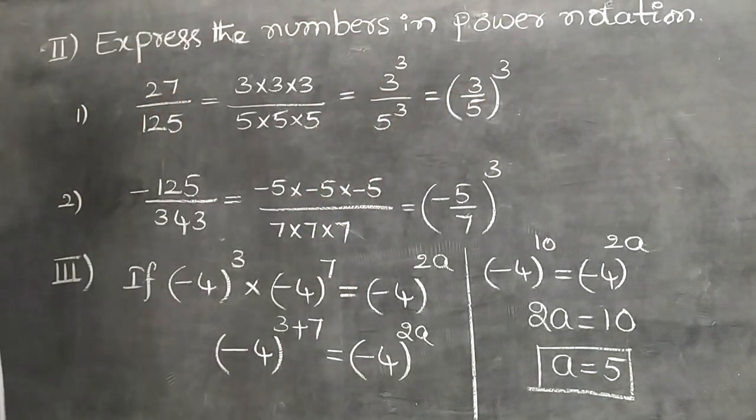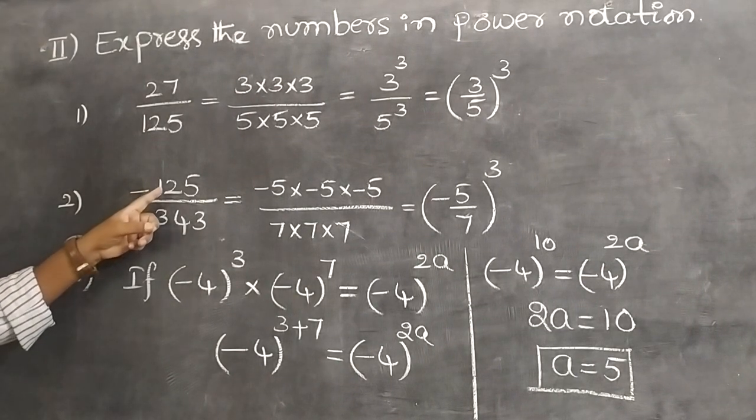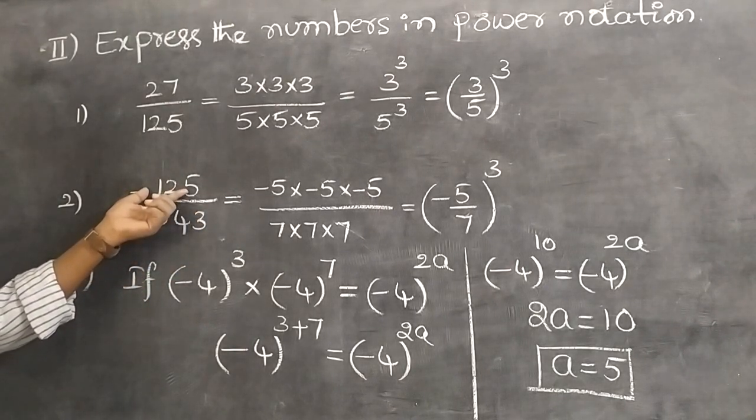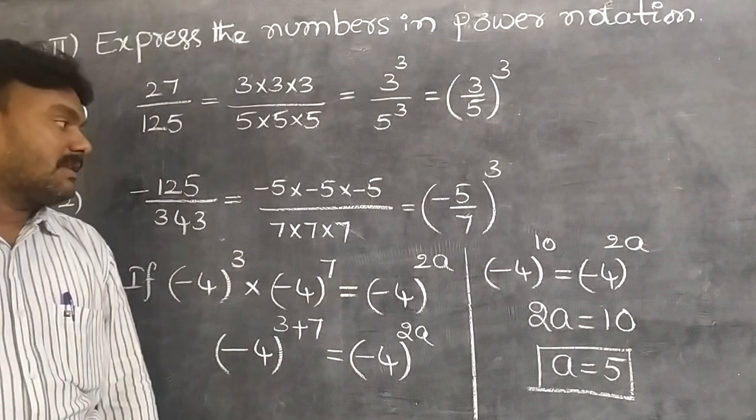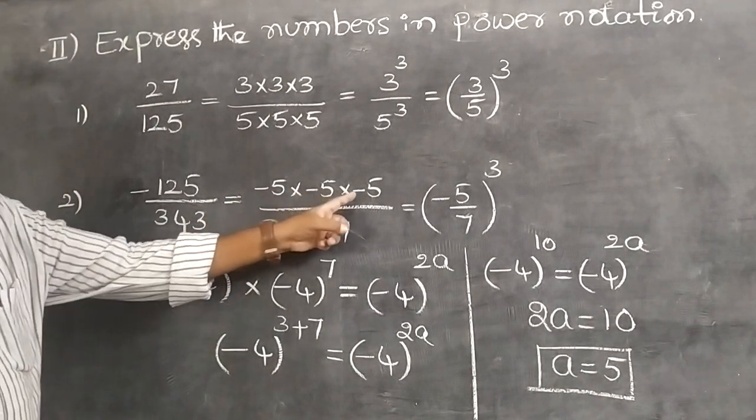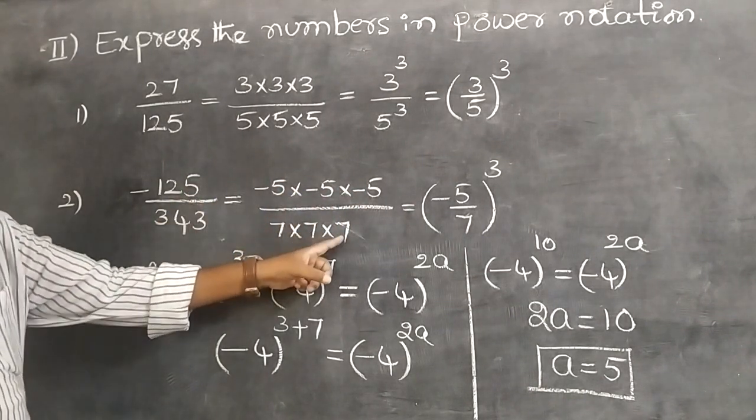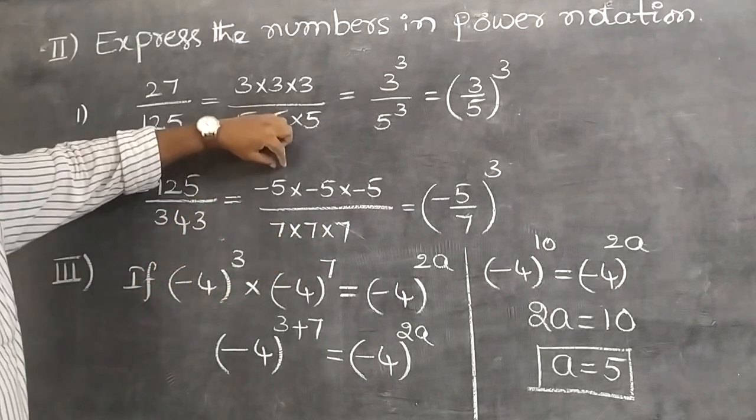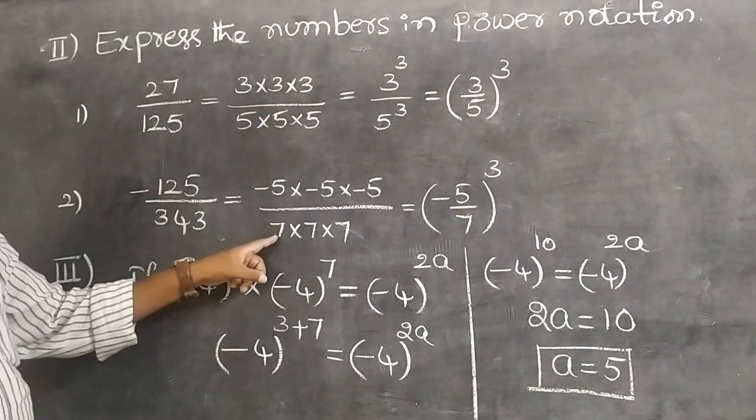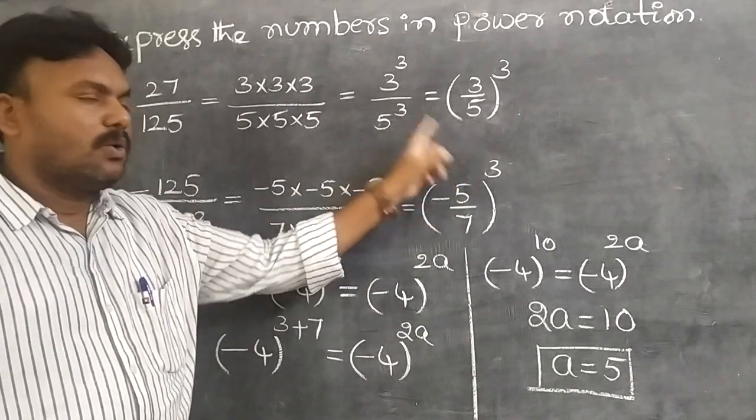The second problem is the same. Here a negative number is given: minus 125 by 343. Minus 125 can also be expressed 3 times as minus 5. So observe here, minus 5 into minus 5 into minus 5 equals minus 125, and 7 into 7 into 7 equals 343. Here minus 5 appears 3 times and 7 also 3 times. So it becomes minus 5 by 7 whole cube.